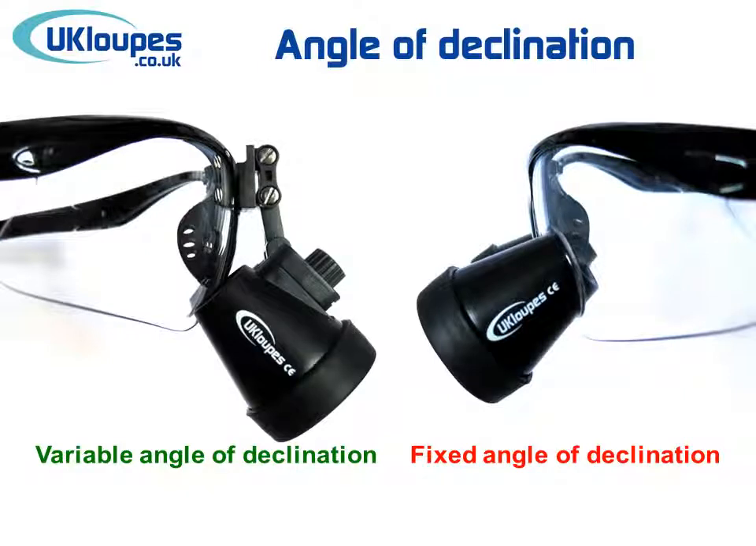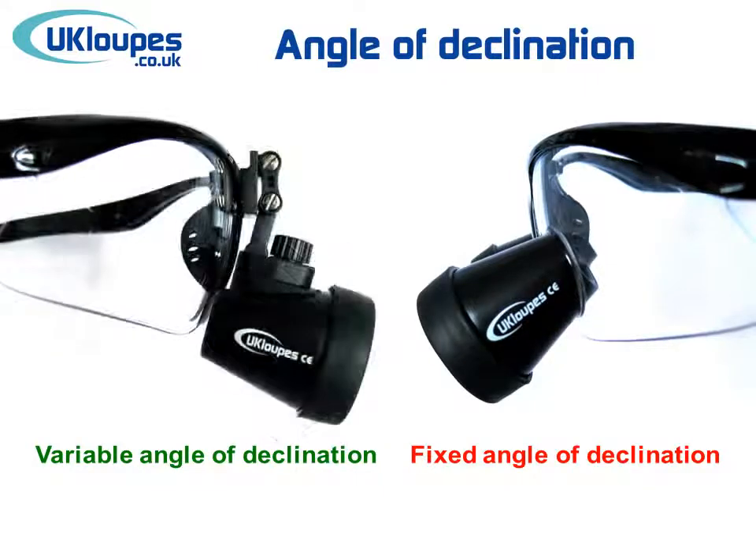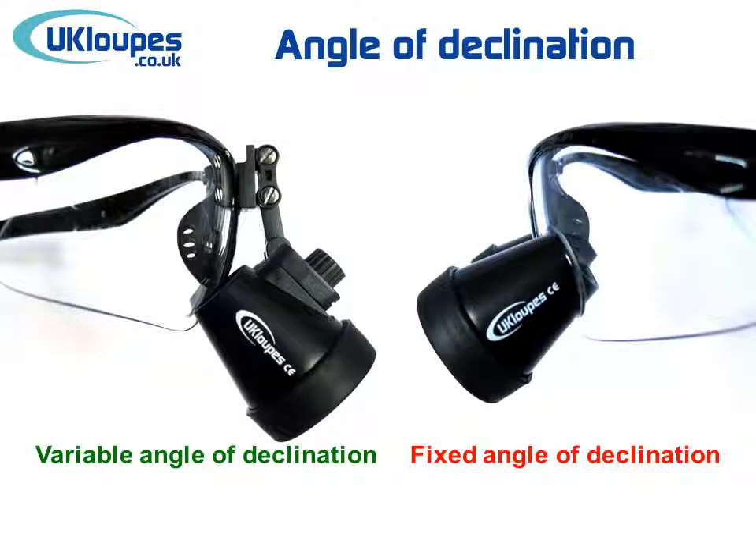One of the main differences between flip-up loops and TTL loops is that the hinge mechanism of the flip-up loops allows the angle of declination to be changed, as is shown in the picture. This is a useful feature of flip-up loops, as it allows them to be angled for different applications.